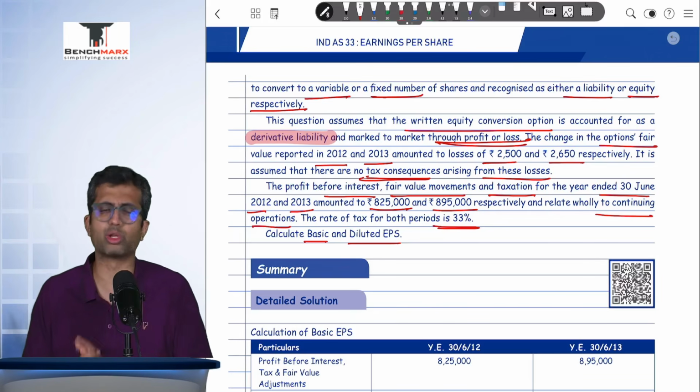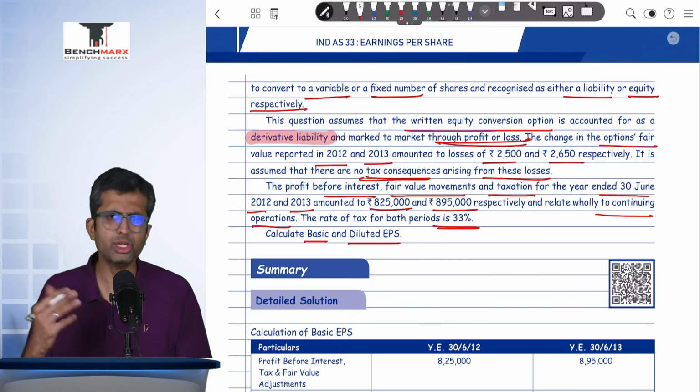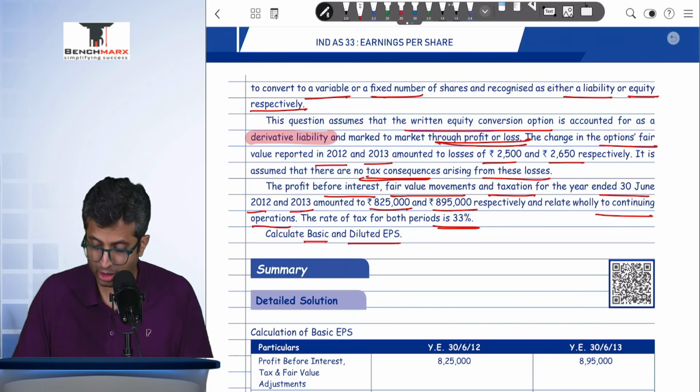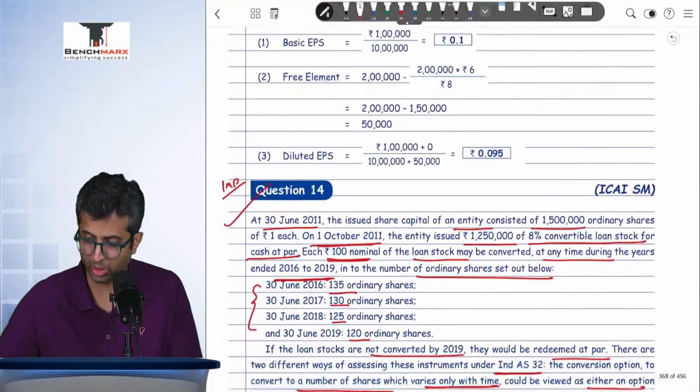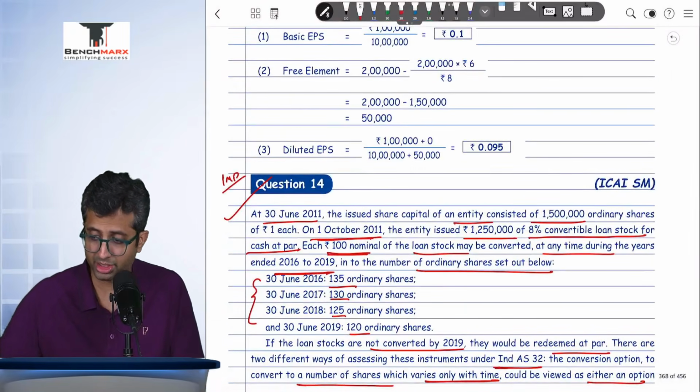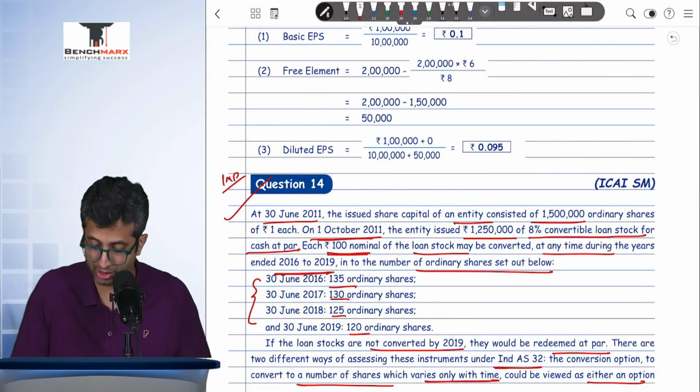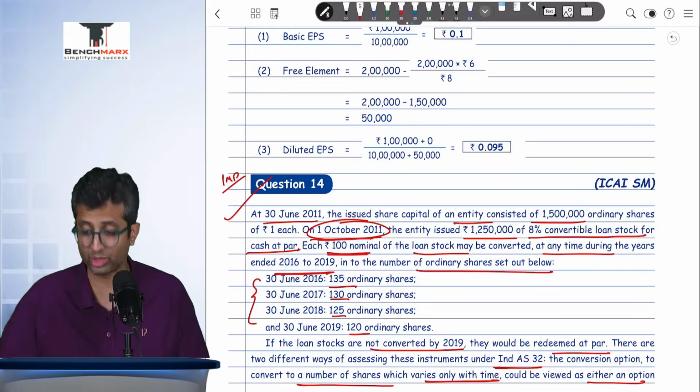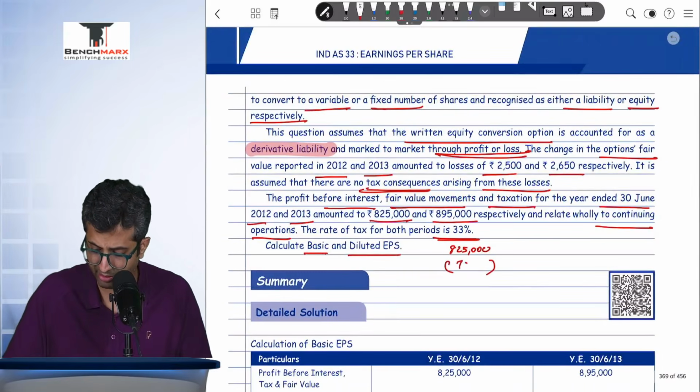Now, for calculating basic EPS, you need to find the profit for equity shareholders. So let us say if I look at the first year, which is 8,25,000, this is before interest, and hence should I deduct the interest? Yes. What is the interest amount? Well, 12,50,000 into 8%, but can I say this is 1 lakh for the entire 12 months? This was issued on 1st October and hence into 9 by 12, and hence this will be minus 75,000.